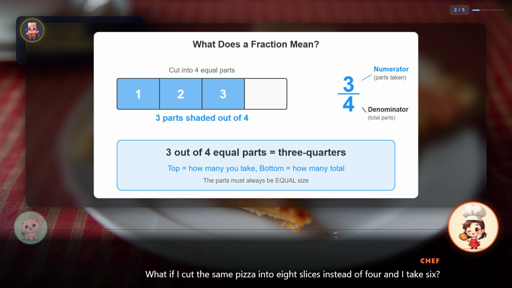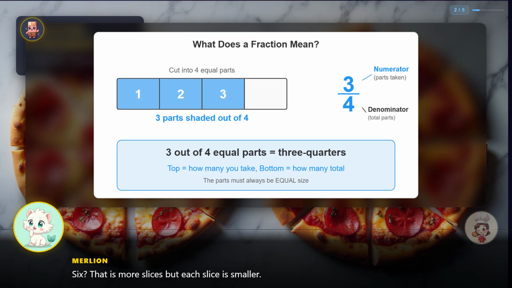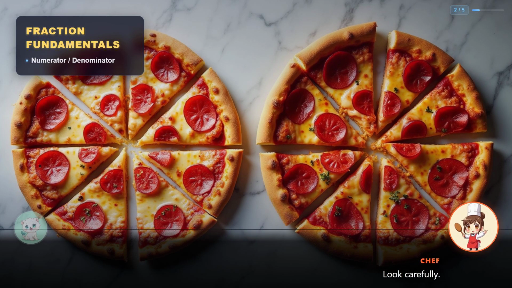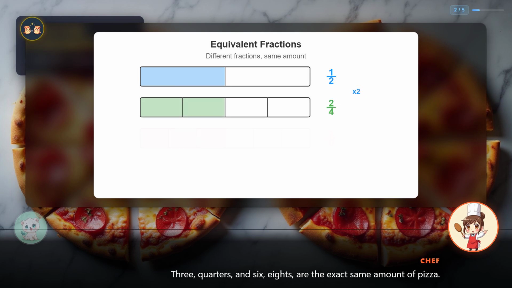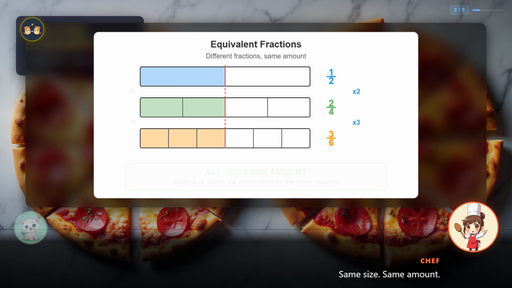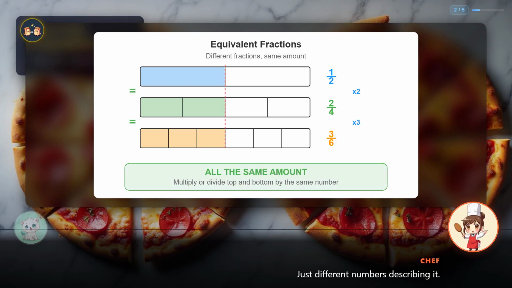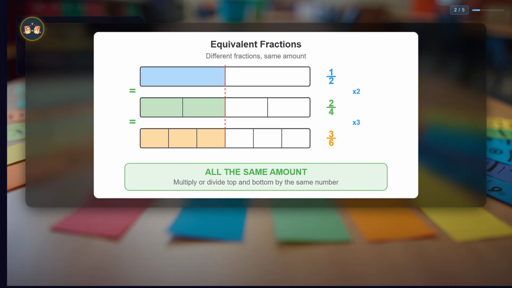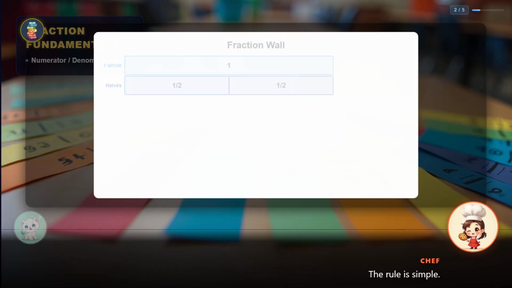What if I cut the same pizza into 8 slices instead of 4, and I take 6? 6? That is more slices, but each slice is smaller. Look carefully. 3 quarters and 6 eighths are the exact same amount of pizza. Same size. Same amount. Just different numbers describing it. These are called equivalent fractions. So you can have different fractions that mean the same thing.